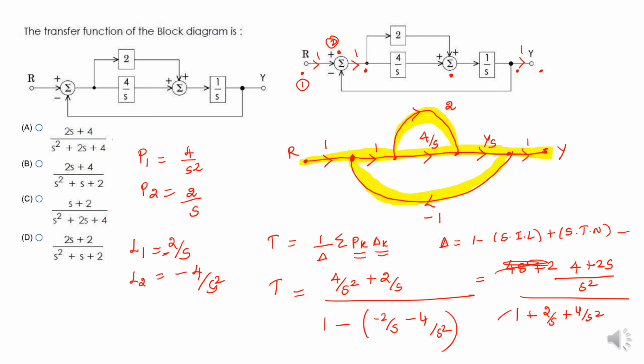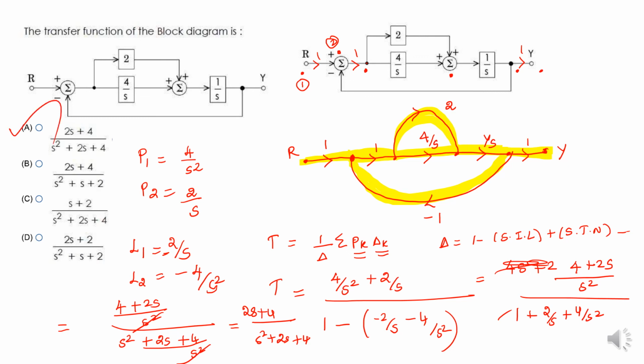Here also find the LCM. The numerator value is 4 plus 2S by S square. The denominator value is S square plus 2S plus 4, the whole divided by S square. S square cancels. Finally we get the answer 2S plus 4 divided by S square plus 2S plus 4. So option A is the correct answer.